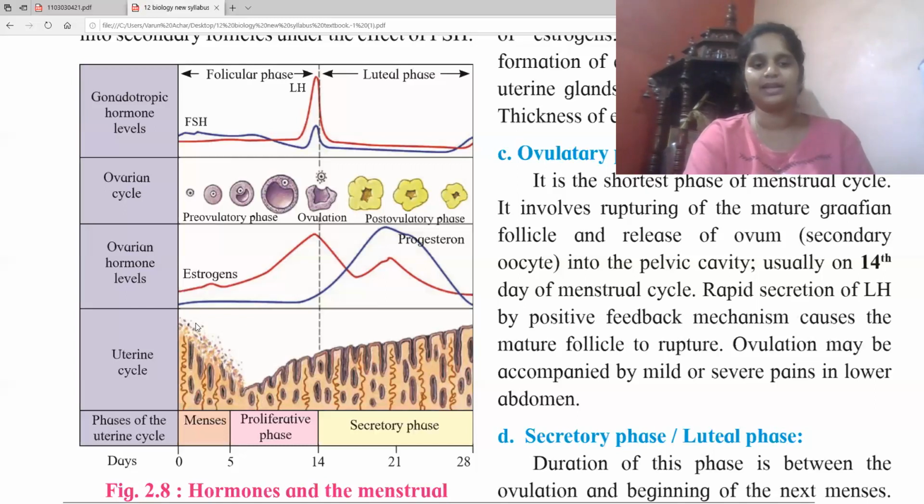The only thing that we observe physically is the menses that happens in the initial days. The remaining things all take place at a cellular level, and we are not able to visualize them. So that was the basic introduction about the menstrual cycle. We will be discussing every phase in greater detail in the next lecture, so we will be covering it tomorrow.